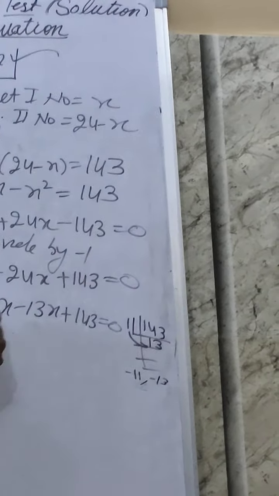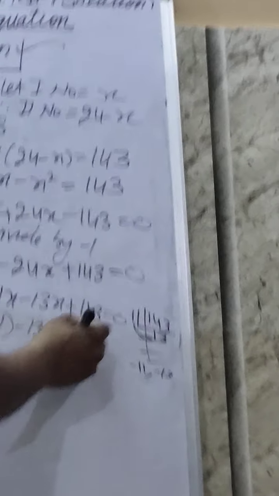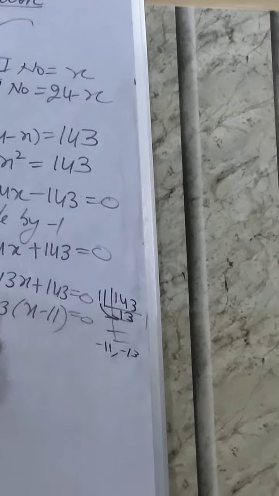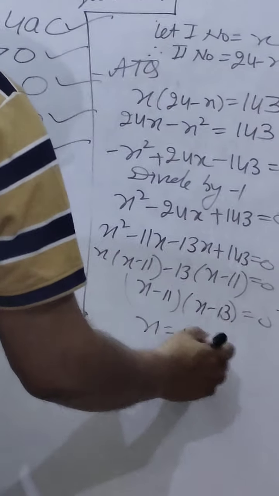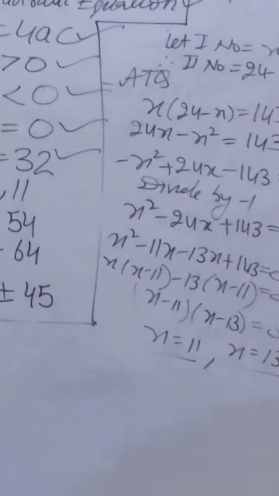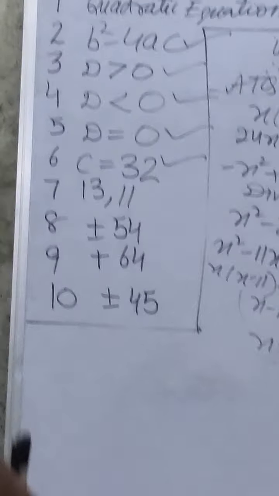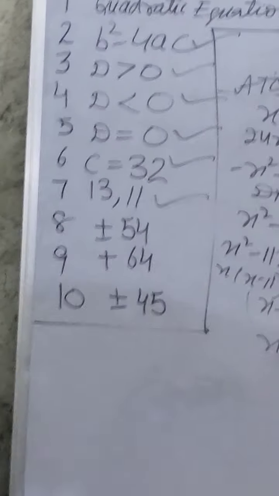So x common, x minus 11; minus 13 common, x minus 11. So (x minus 11)(x minus 13). So either this equal to 0 or this equal to 0. So one answer is 11, another answer is 13. So 13, 11 is the correct answer.